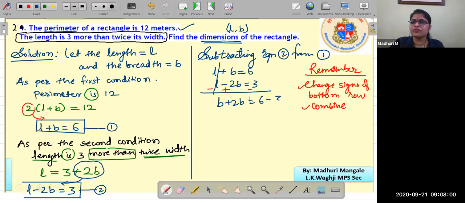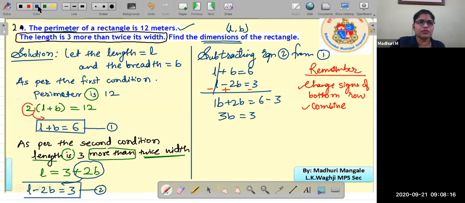Now note students, be very careful when you are using the signs. We have to use the signs that we have changed. So what is 1b plus 2b? That is equal to 3b. And that is equal to 6 minus 3, which is 3, right?